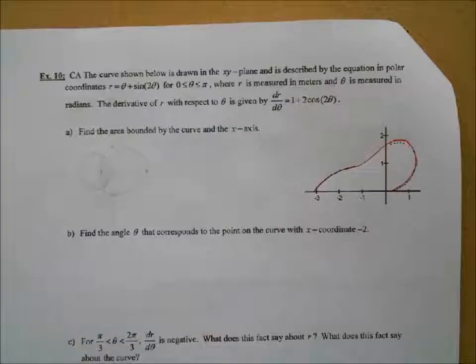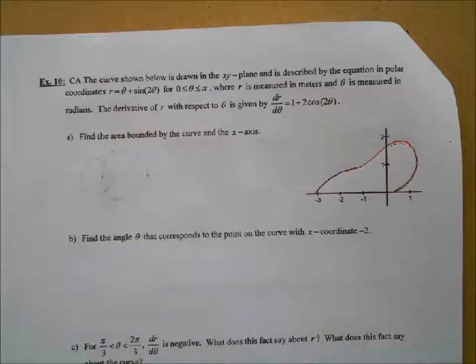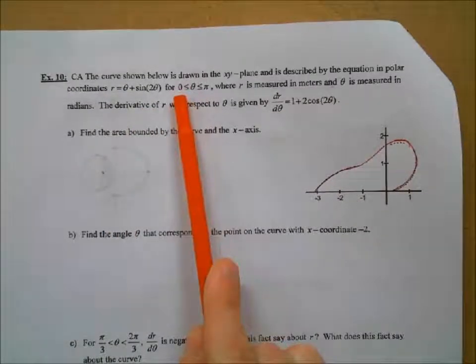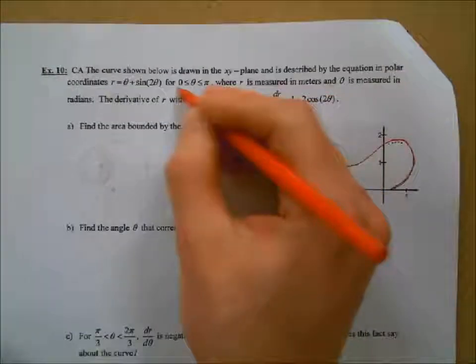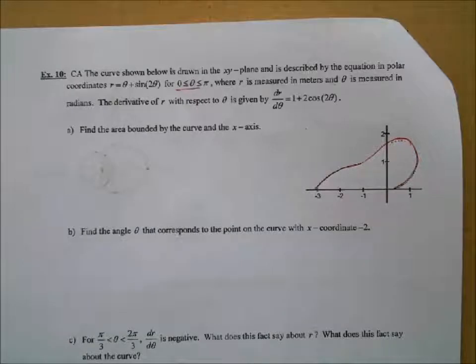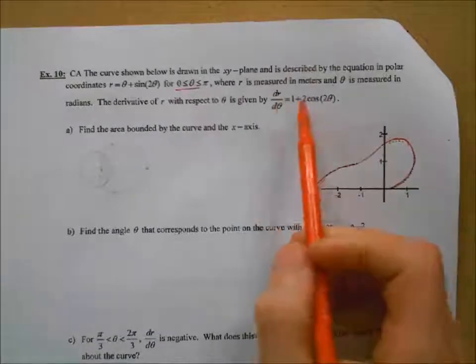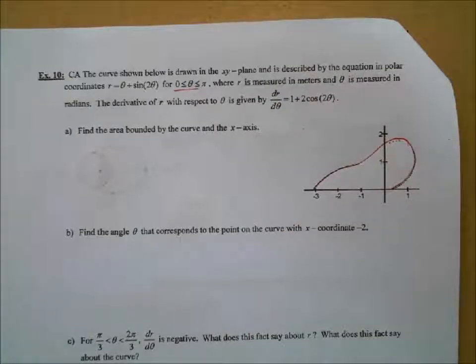Anyway. The curve shown below is drawn in the xy plane and is described by the equation in polar coordinates r equals theta plus sine of 2 theta, only for 0 less than or equal to theta less than or equal to pi. Normally we go from 0 to 2 pi, but it's only from 0 to pi here. R is measured in meters and theta is measured in radians. The derivative of r with respect to theta is given, so they also give us the derivative. That's nice of them.